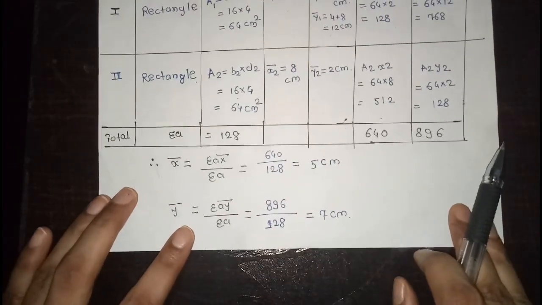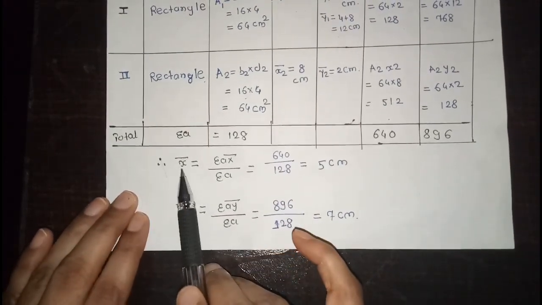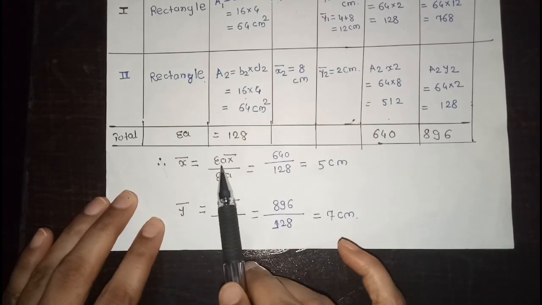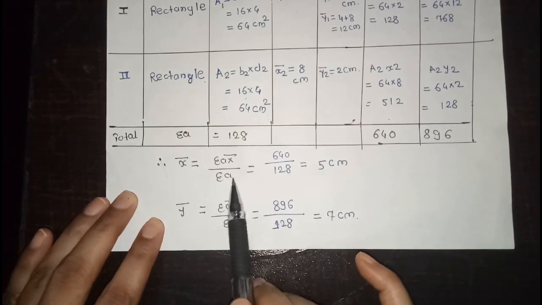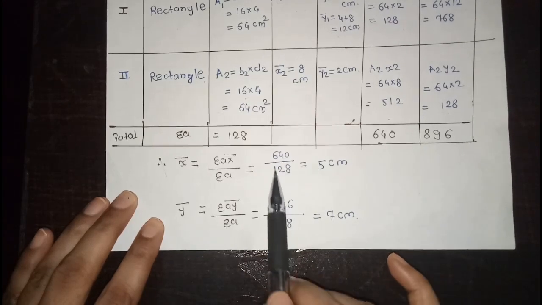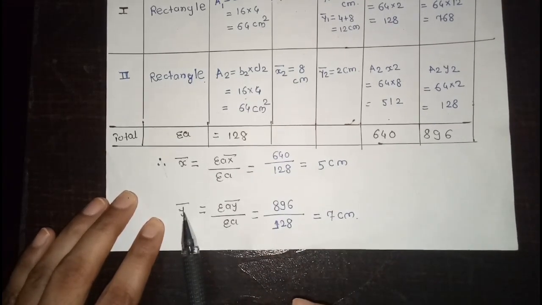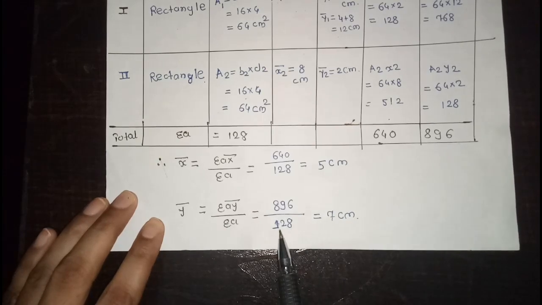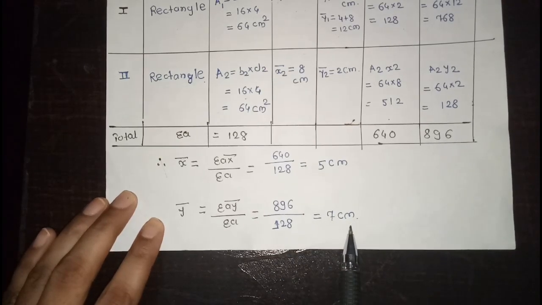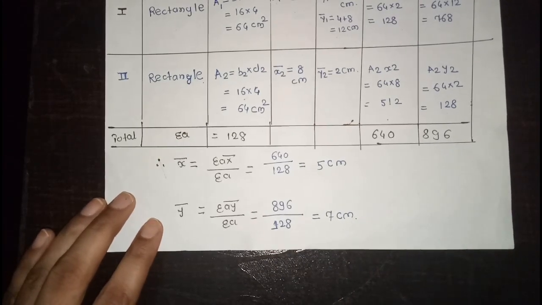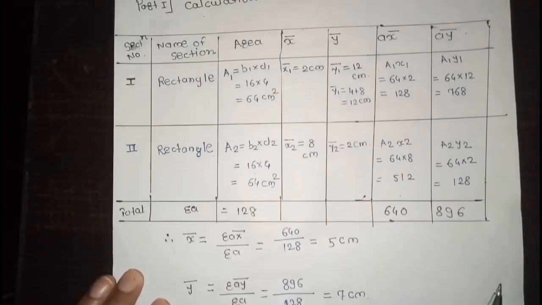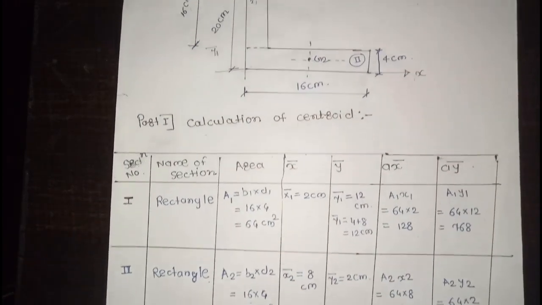Then calculate x bar and y bar. What is the formula for x bar? Summation AX bar divided by summation A is equal to 640 by 128, then we get 5 centimeter. Y bar is equal to summation AY bar divided by summation A is equal to 896 divided by 128, then we get 7 centimeter. This is the calculation of centroid.